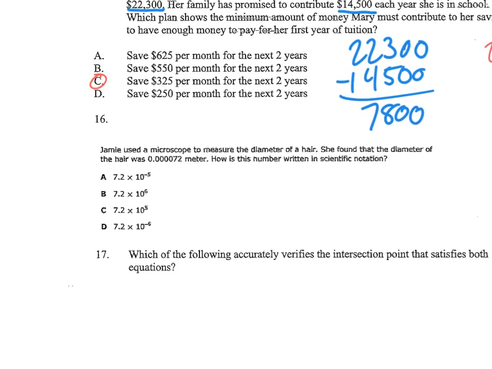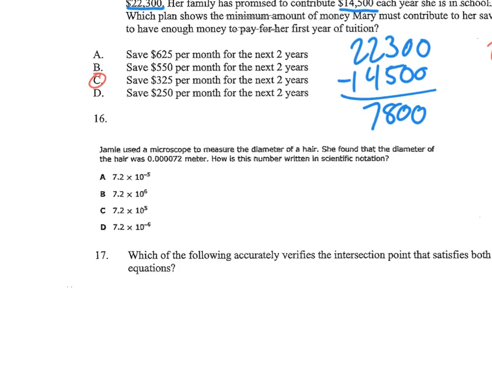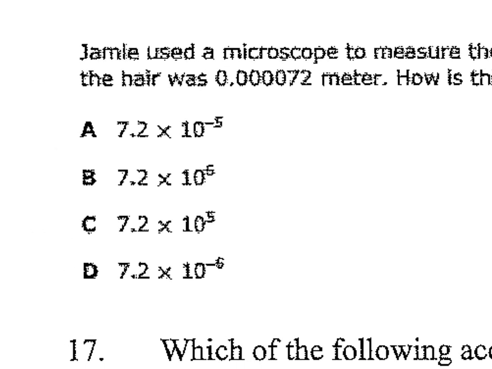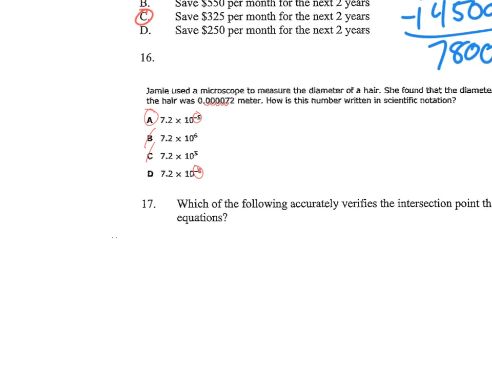Number 16, Jamie used a microscope to measure the diameter of a hair. She must be bored. She found that the diameter of the hair was 0.000072 meters. How is this number written in scientific notation? So scientific notation, we already know we're dealing with a small number, right? So it's got to be a negative. B and C are both going to be out because we're dealing with a very small number. Our decimal needs to be between the 7 and the 2, so we're going to move it over 1, 2, 3, 4, 5 places. The only one that shows us moving 5 places, I'm pretty sure that's supposed to be a 6 there, so we are going to go with A because that's how many places we moved it.